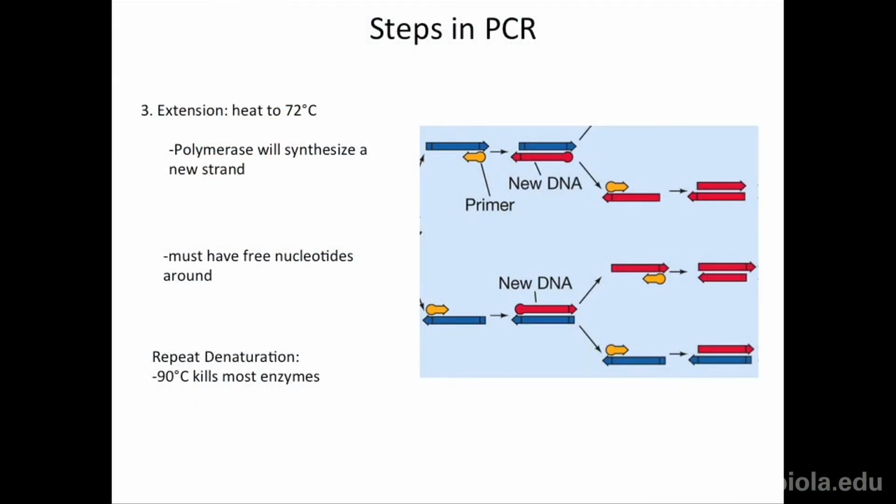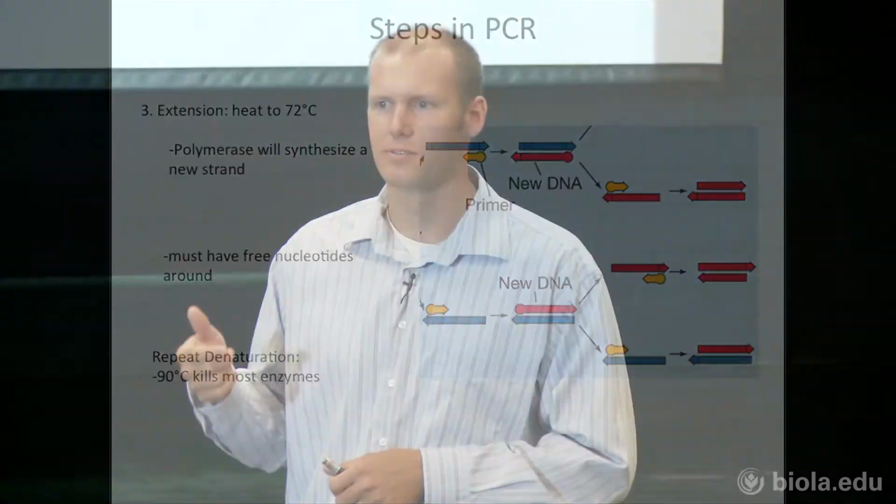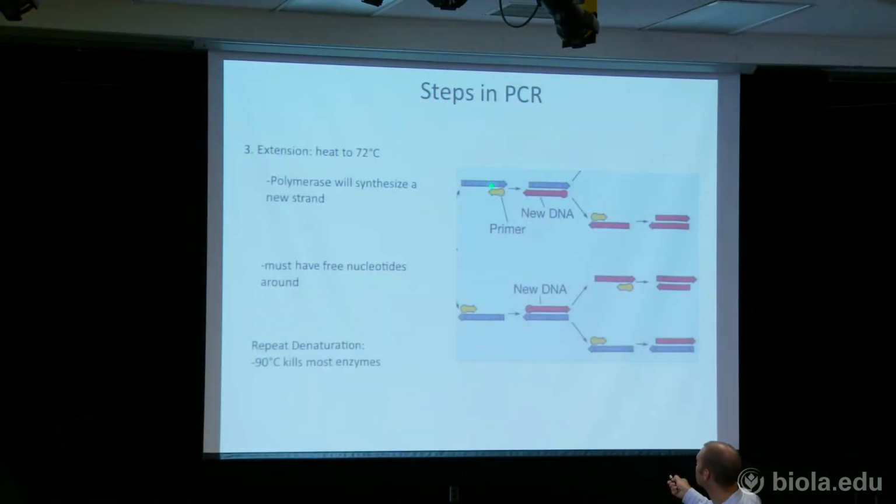So the extension is dependent upon the polymerase. I'll talk about the one that we use in just a minute. So you heat it to 72. The polymerase is going to synthesize a new strand. The only other thing you have to have around in this test tube is free nucleotides, nucleotide triphosphates. The polymerase will do the rest of the work, right? It's just going to go down the strand. It's going to read whatever sequence is here. It's going to grab the appropriate nucleotide triphosphate, stick it in there, and you're going to have made synthetic DNA, basically.